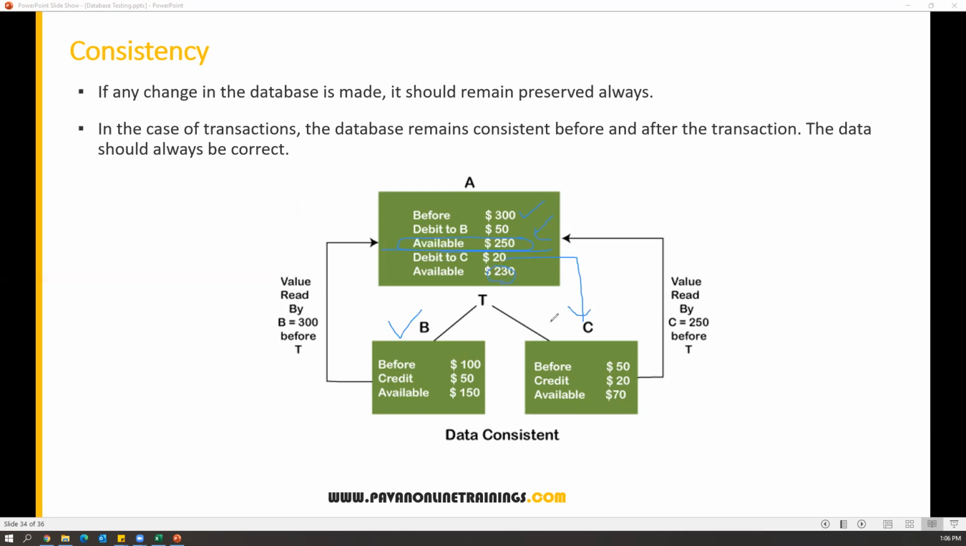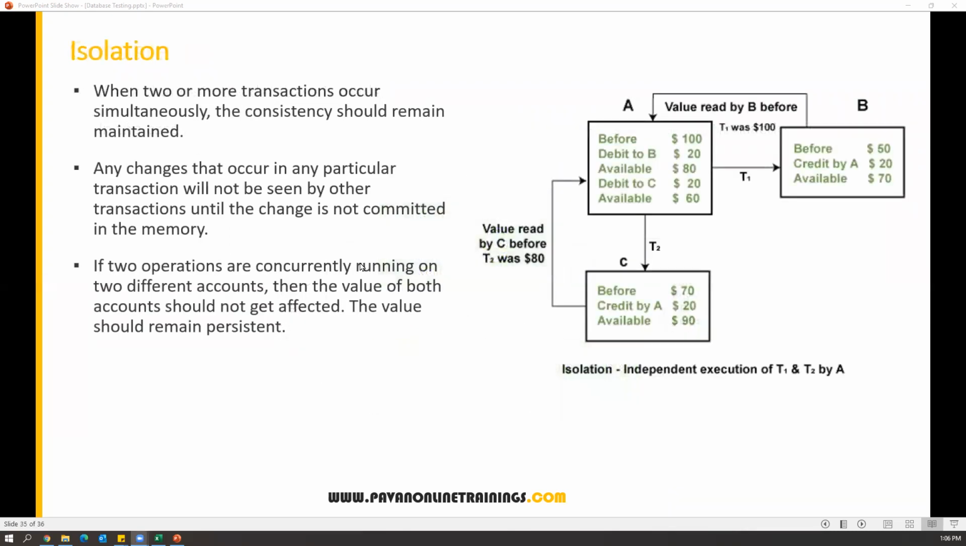This is called consistency. If any change in the database is made, it should always be preserved. In case of a transaction, the database remains consistent before and after the transaction. The data should always be correct. So this is called consistency, which we need to test as part of database testing. And the next property is isolation.